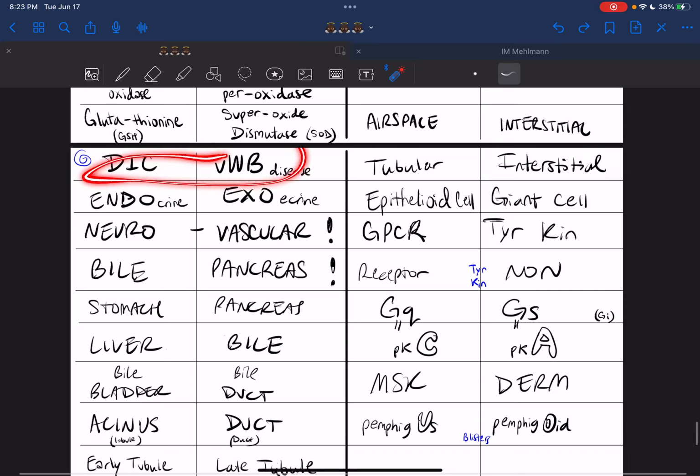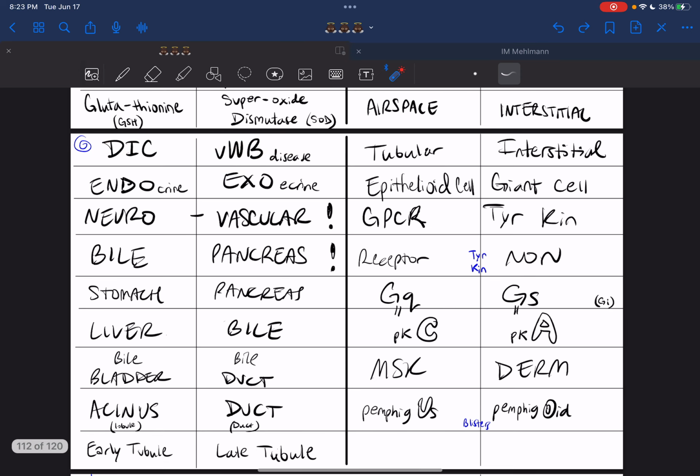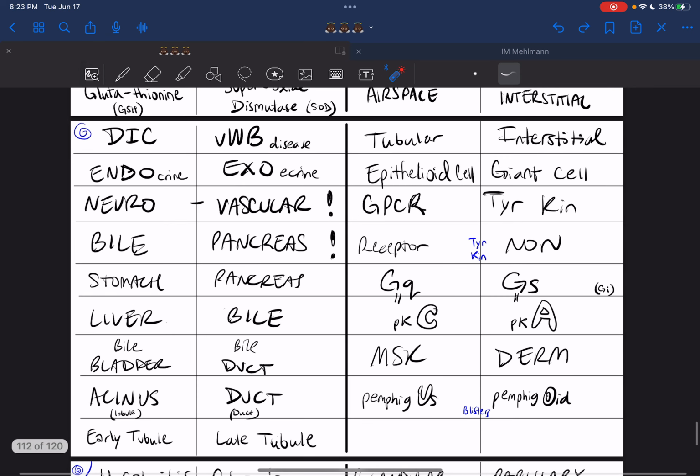DIC versus von Willebrand. DIC is too much clotting, which affects your platelets and coag factors, whereas von Willebrand basically just affects your platelets, but can affect your factor VIII a tiny bit. So it's primary and secondary versus just primary. Or you could view it as they both affect both, but DIC affects both significantly, whereas von Willebrand mostly affects just primary. Endocrine versus exocrine. I'm getting tired of this.